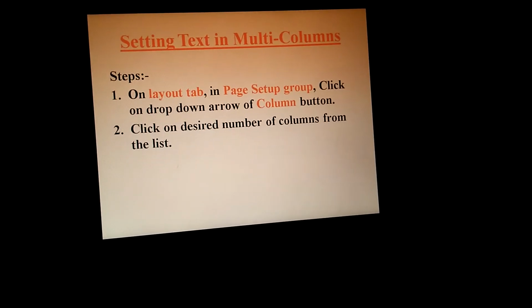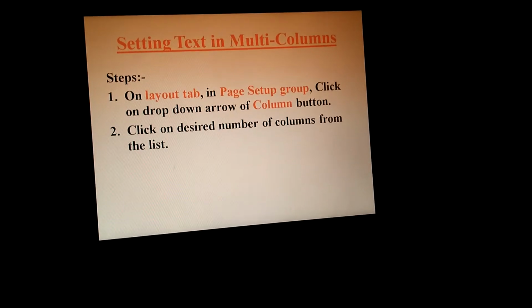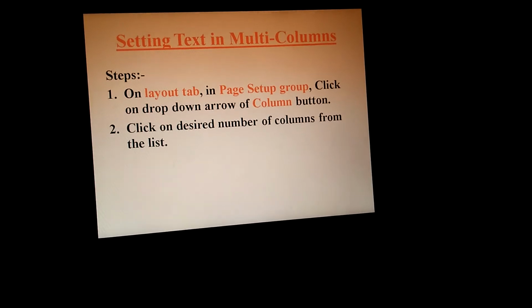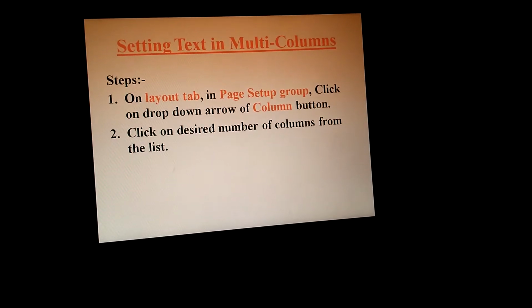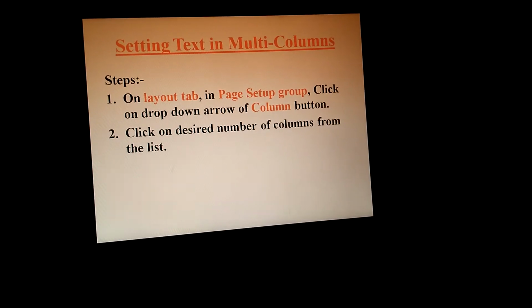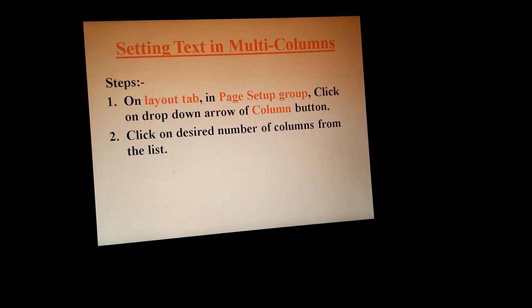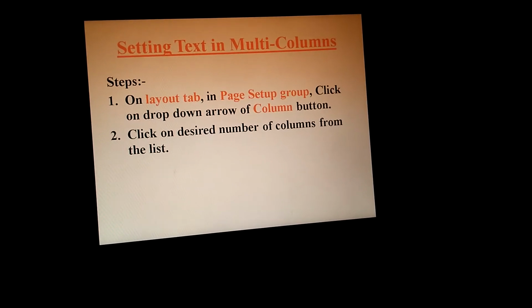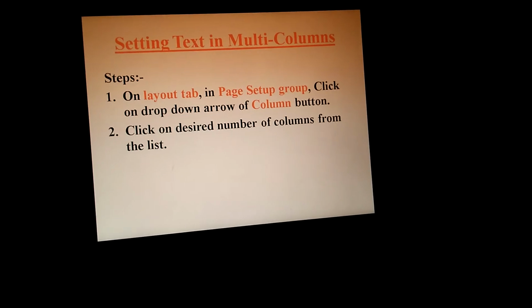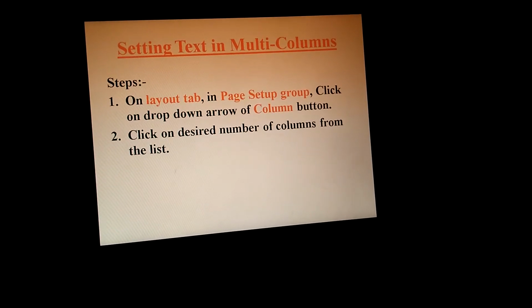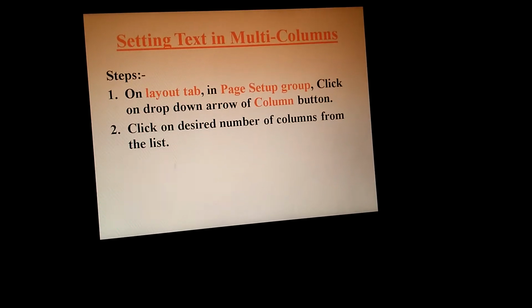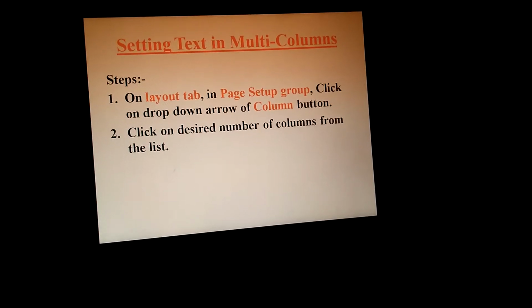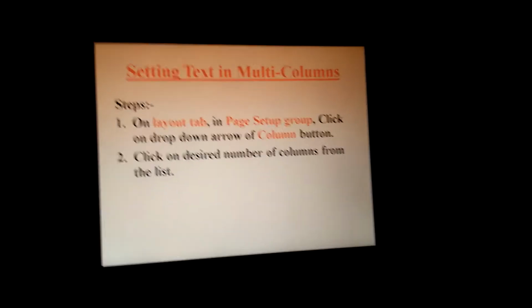Now setting the multi columns. How to set up the multi columns? On the layout tab in the page setup group, click on the drop down arrow of the column button, means in layout tab, then page setup group, then column button. Then click on the desired number of columns from the list, means how much number of columns you need, that much you click it from the list.